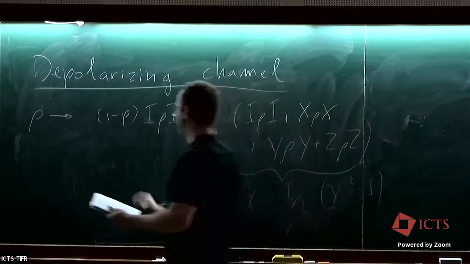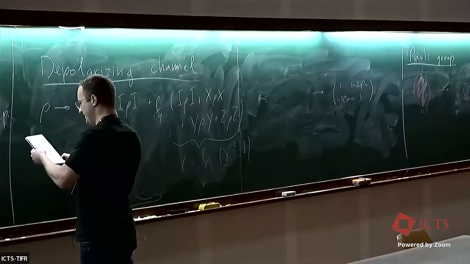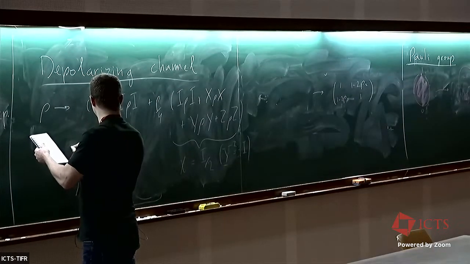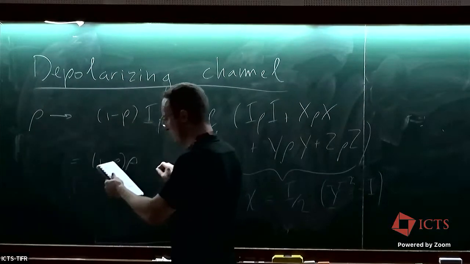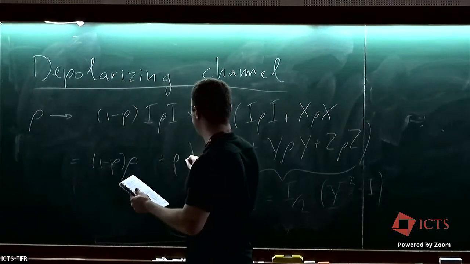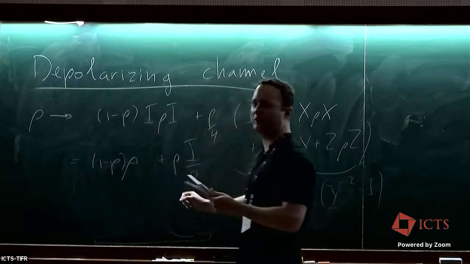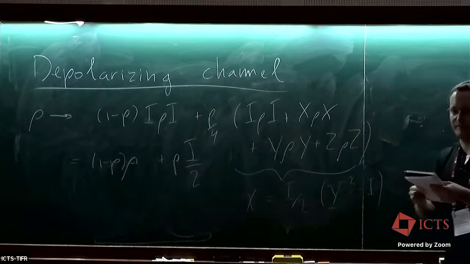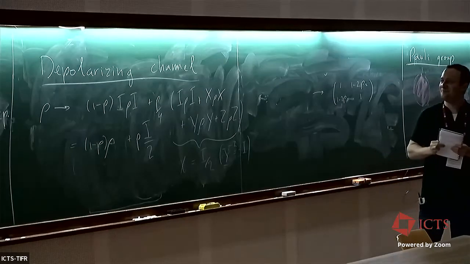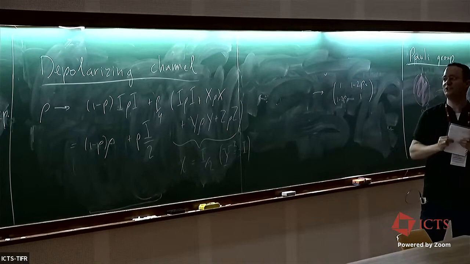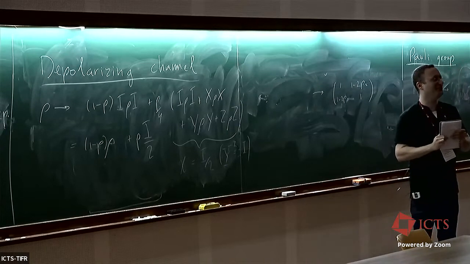And so this is equivalent to saying that the depolarizing channel keeps you the same with the probability 1 minus p, and with the probability p, you go to the fully mixed state. It erases all information. Okay, this finalizes my preliminary section. If there are any questions, maybe now is a good time.